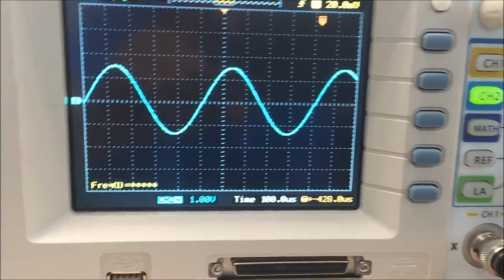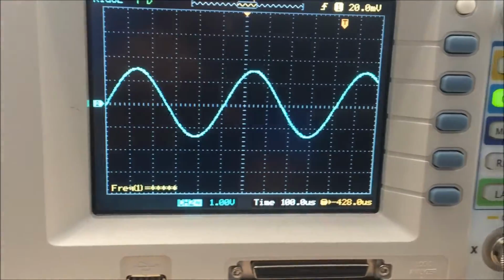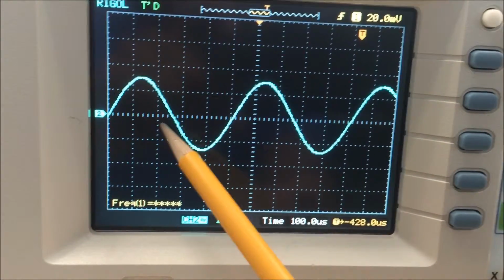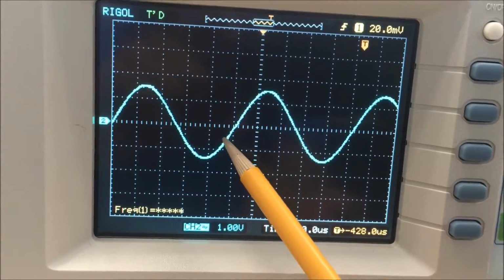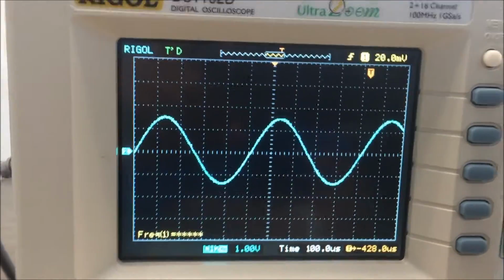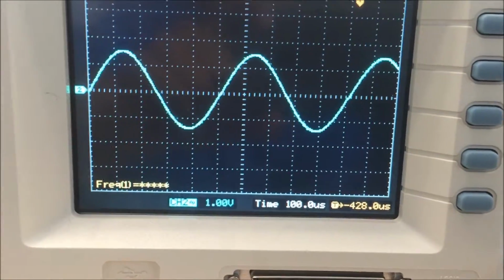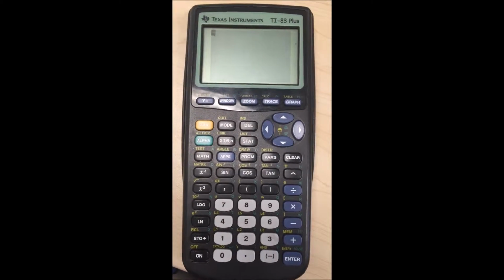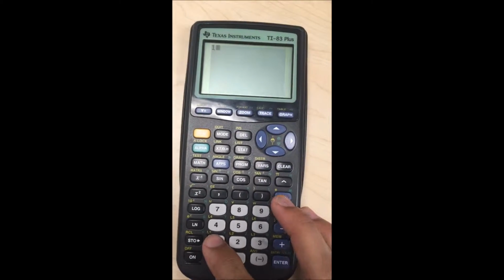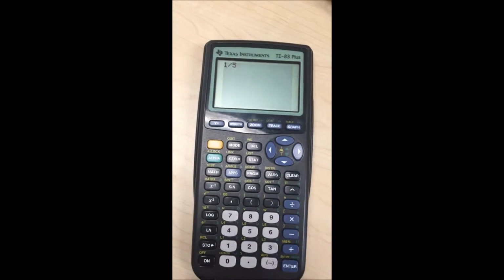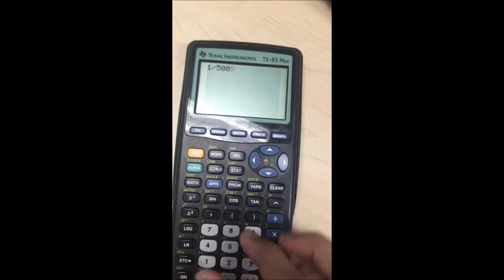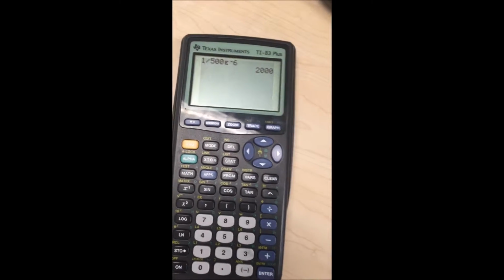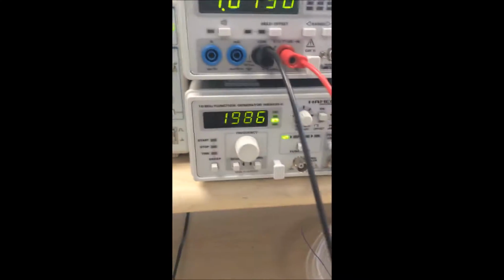To measure the period, I have to count the blocks from one full wave: 1, 2, 3, 4, 5. Stop right here. I got 5, and at 100 microseconds each, the period will be 500 microseconds. To measure the frequency, I have to divide 1 by 500 EE to the -6, which gives me 2000 hertz, which is the same as the function generator.